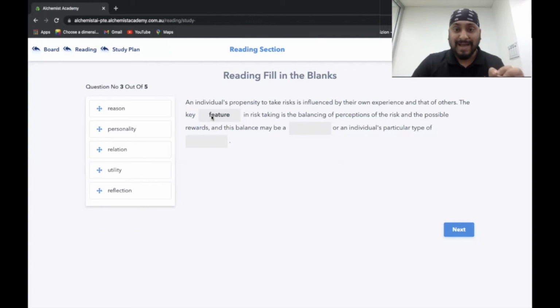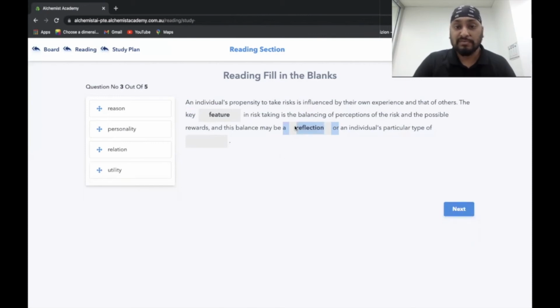because key feature in risk taking is balancing of perceptions of the risk and the possible rewards. And this balance may be a dash. After the word a, you need a noun. Determiners are usually followed by nouns. So in this case, you have maybe a reason, or in individuals, balance may be a reason, not really. Balance may be a relation. No, balance may be no. Balance may be a reflection.